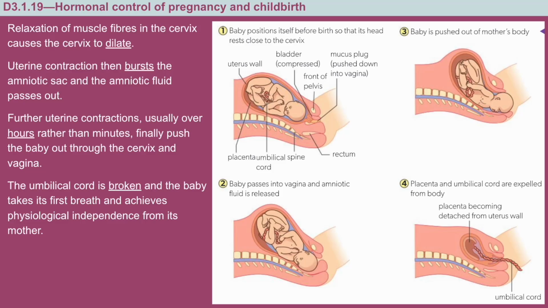Uterine contraction bursts the amniotic sac. Amniotic fluid passes out. Further contractions finally push the baby out through the cervix and vagina. The umbilical cord is broken. The baby takes its first breath and achieves physiological independence from its mother.